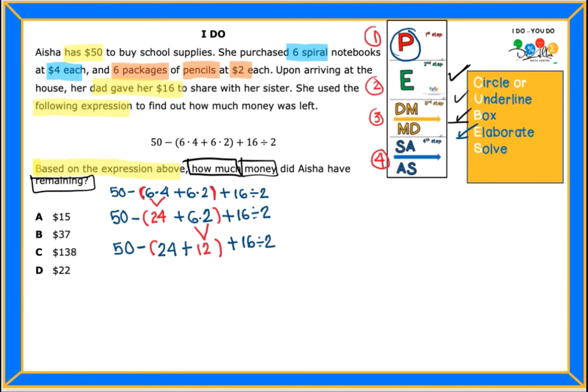And I'm still on the first step. Do I still have parentheses? Yes, but now we have an addition, and that's the only operation. So I'm going to focus on this step. Everything else, bring it down.